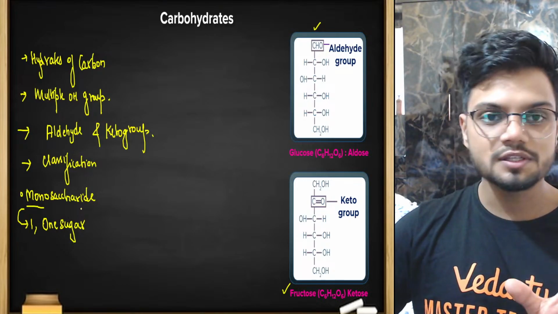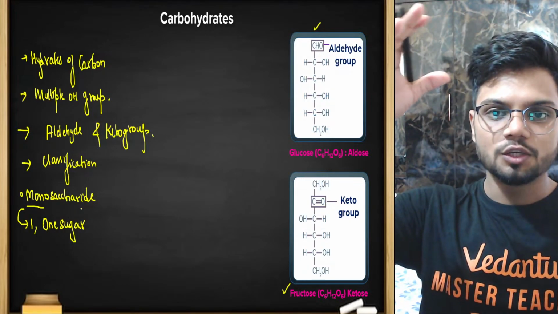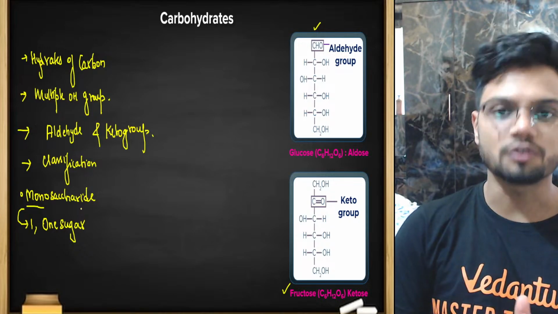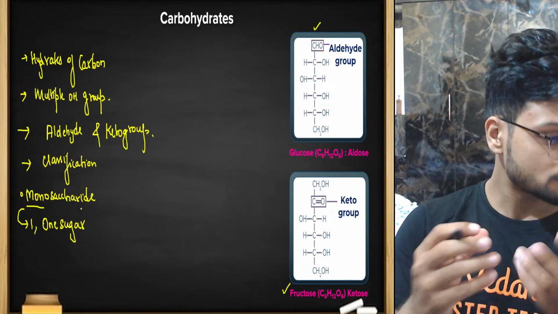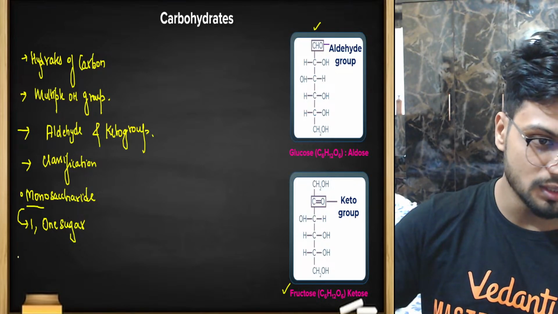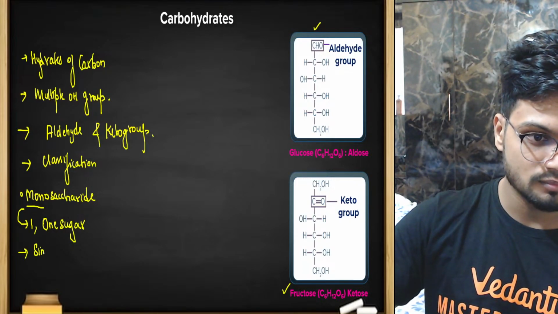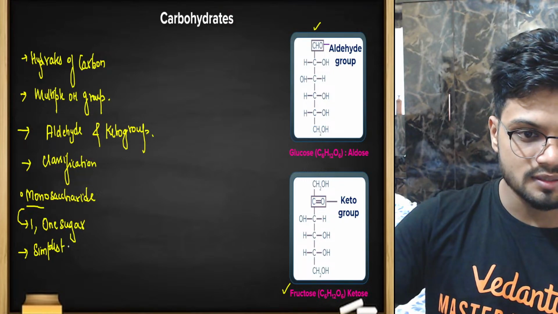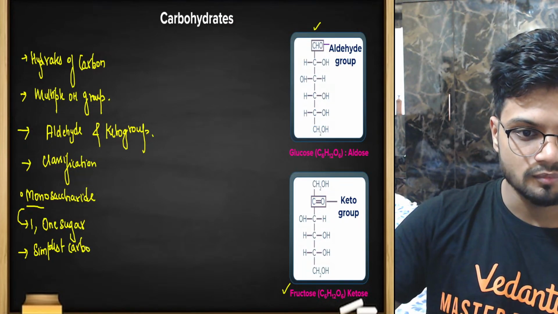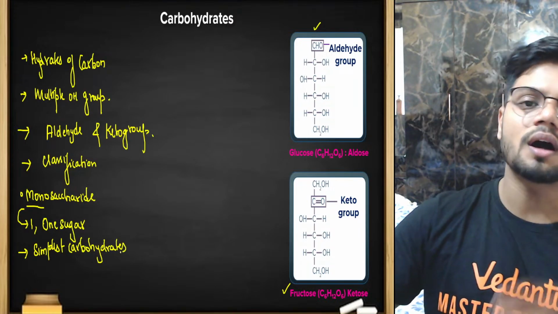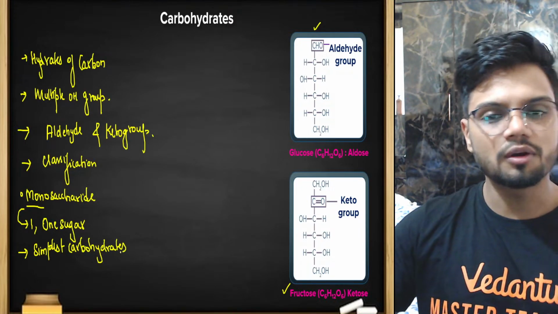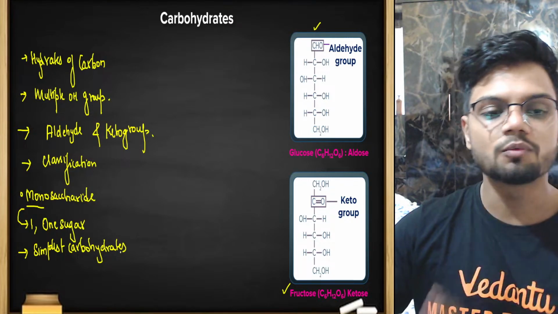So what is the meaning of hydrolysis? You take a complex sugar, you hydrolyze it and you get a simple sugar from it. But a monosaccharide is already the simple sugar. It's already the simplest carbohydrate. You cannot hydrolyze it further. It means you cannot make it any simpler than what it already is.